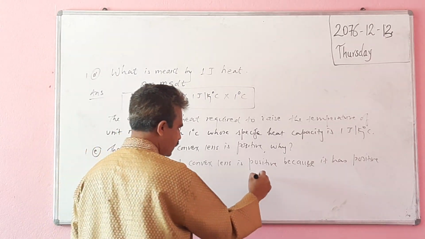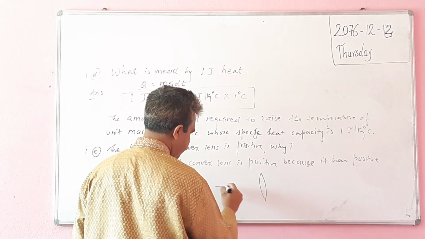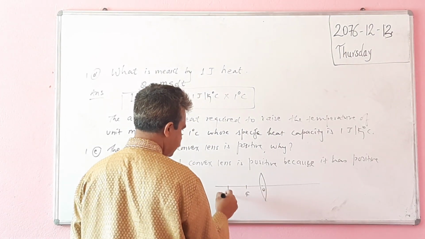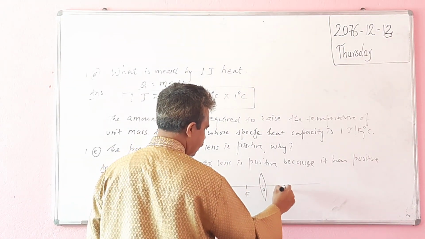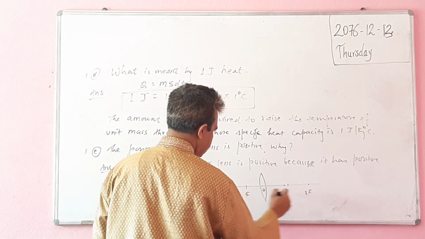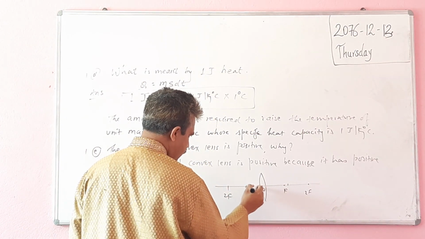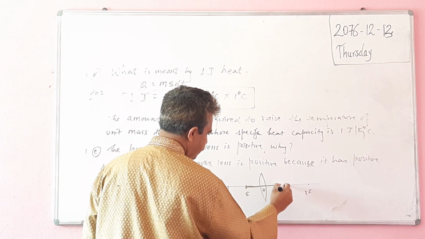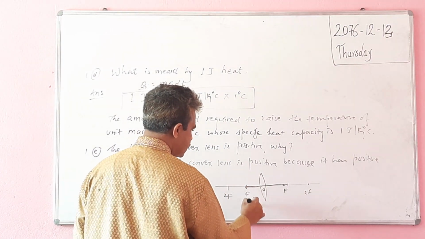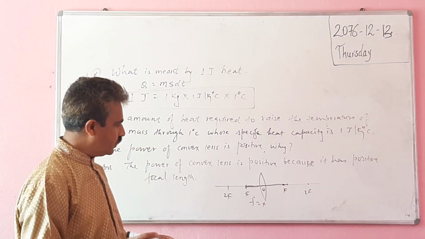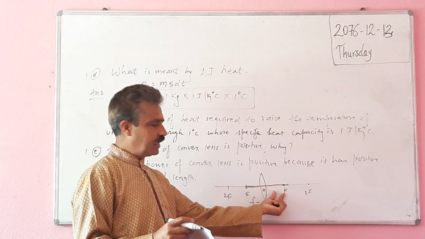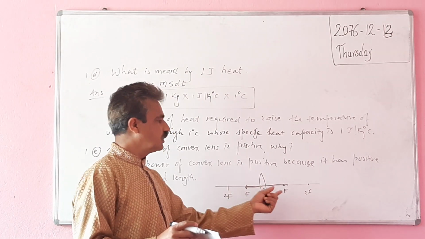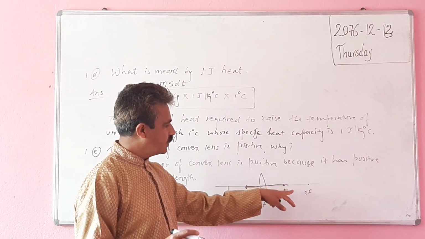Positive focal length means, suppose this is a convex lens, this is the principal axis, optical center, principal focus. Here is the focal length on this side, and the rays of light will go from this side also. In such cases, f is positive because focal length lies on both sides of the lens. But in case of concave, the focal length lies on the negative side, because the parallel rays of light do not pass through it.